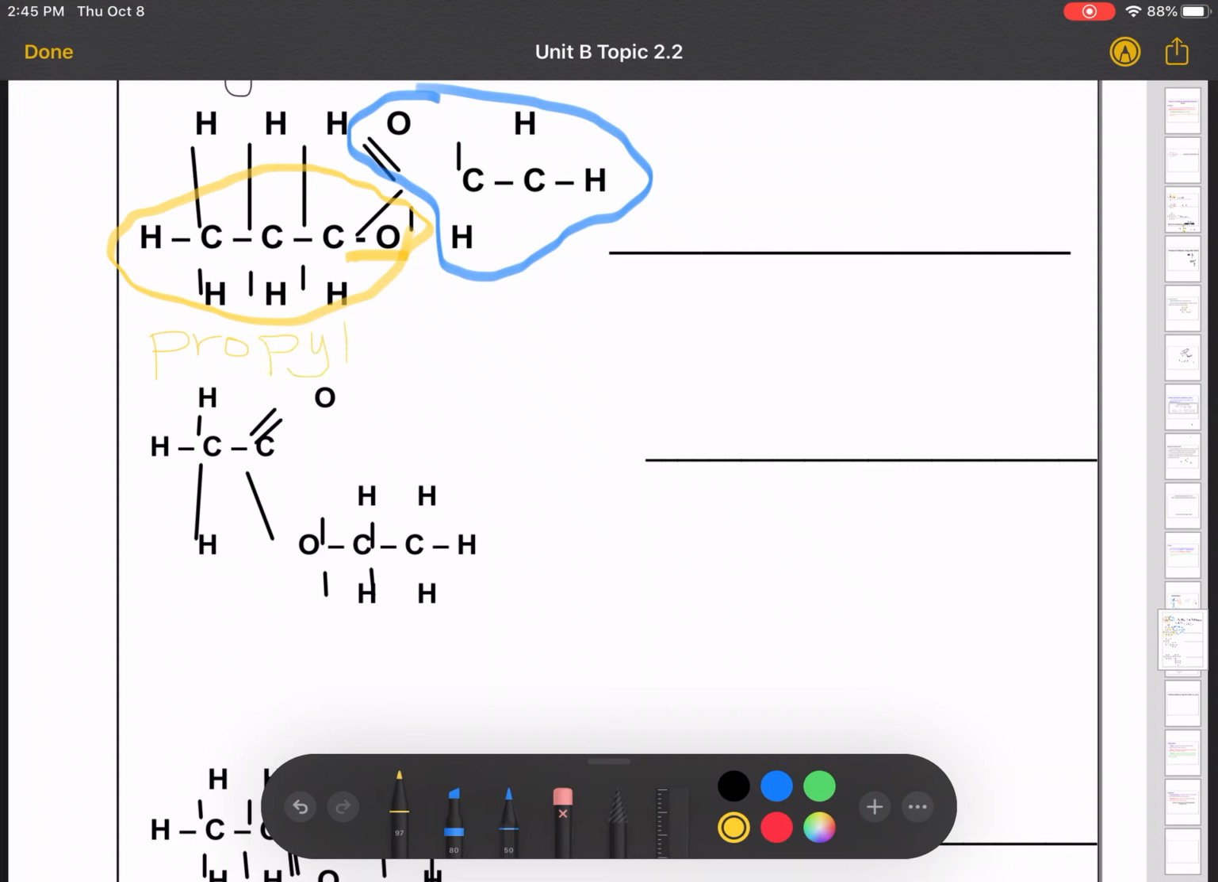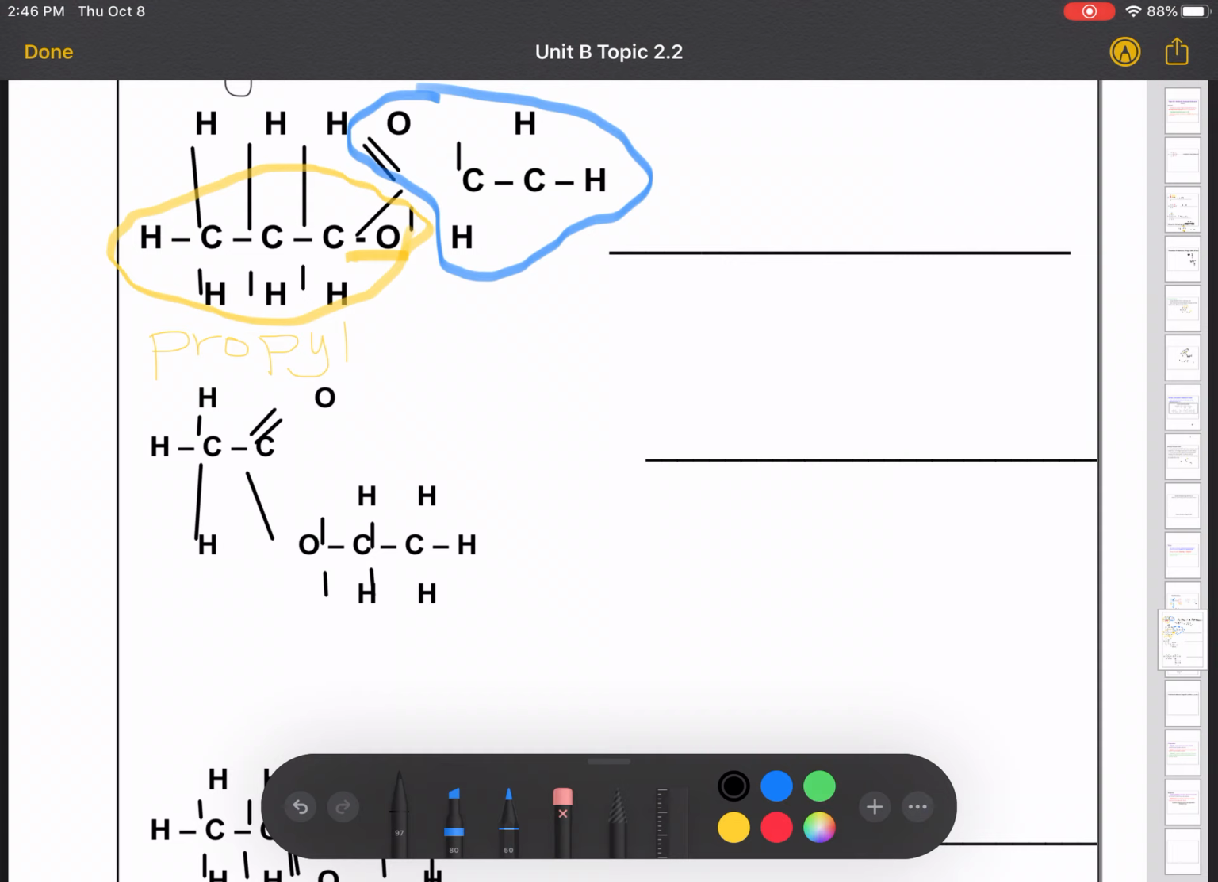I don't really need to write this on the side. I'm just showing you where I'm getting that propyl. So that section has 3 carbons and it's got a single bonded O. That's your alcohol side. We use propyl. And then on the blue circled one, we have the double bonded O, and there's a 2 carbon chain there. So a 2 carbon chain is an eth.